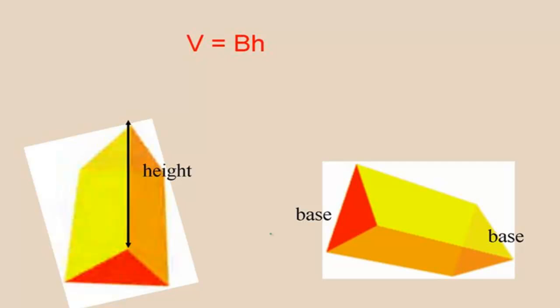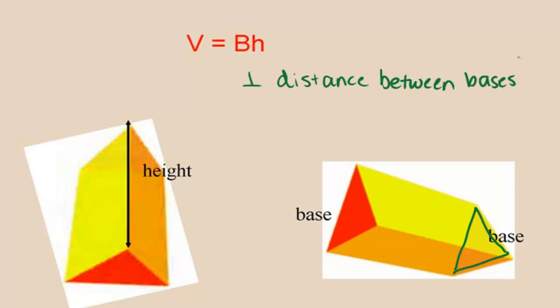Here we have a prism. Do you remember what this prism would be called? We have two pictures that are the same prism. What would it be called? It's a triangular prism because the two bases are triangles. So I've shown you here what the bases are. So the two bases are the triangles, and I've shown you what the height is. The height is the perpendicular, that's the perpendicular symbol, distance between the two bases. So the length that connects the two bases is called the height.